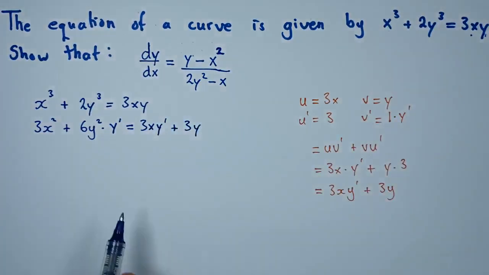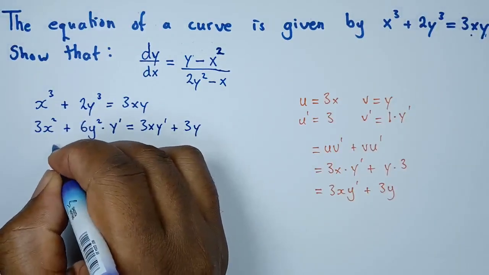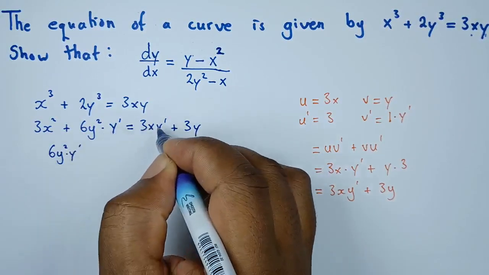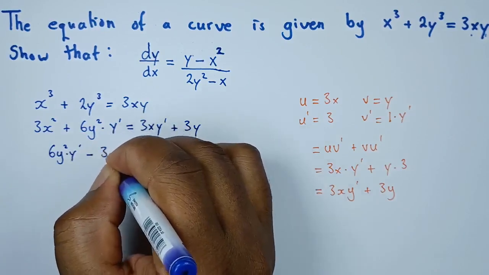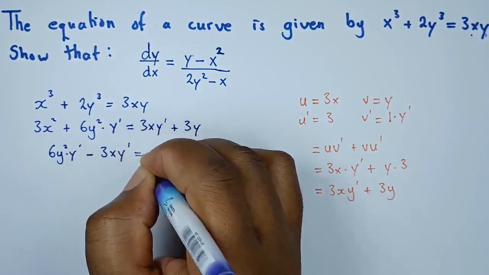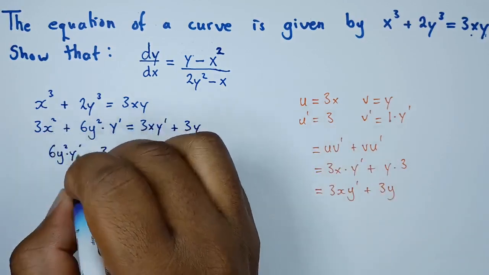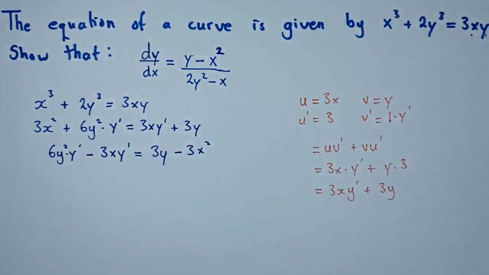Now, what we're going to do next is make dy dx the subject of the formula, or make y prime the subject of the formula. So we're going to do it in this way. This will become 6y squared y prime, this part that we have here. This expression also comes this side, so that will be minus 3x y prime. This is equals to 3y, this 3y here. The 3x squared also goes to the other side, so I'll say minus 3x squared.